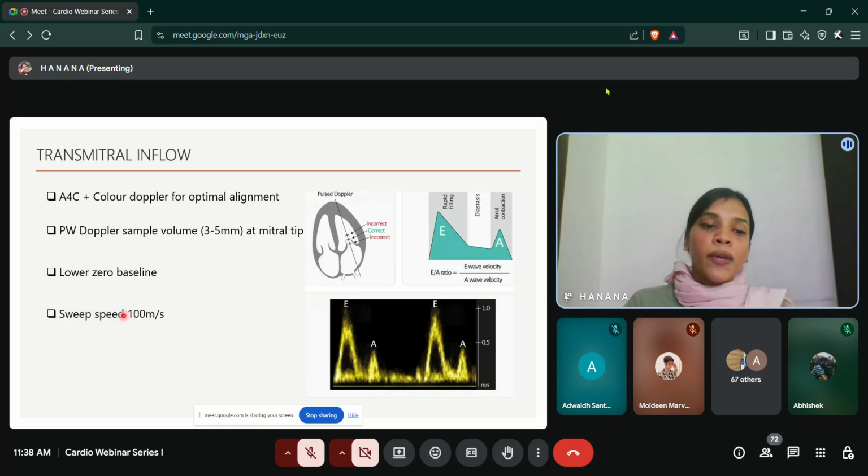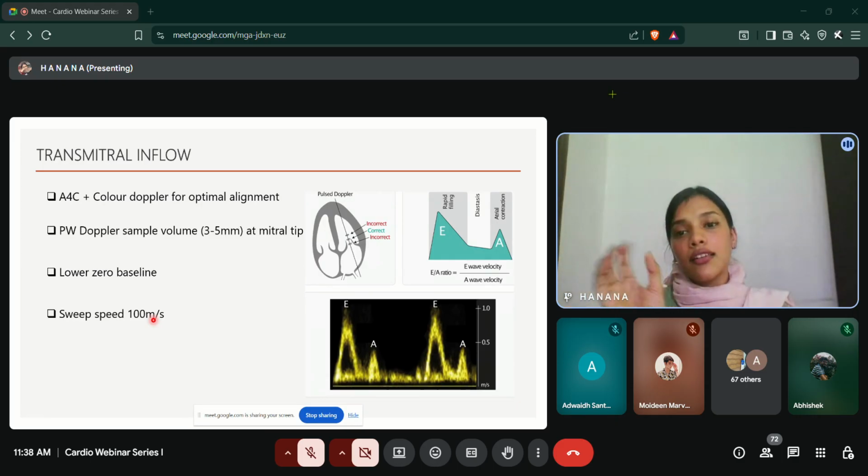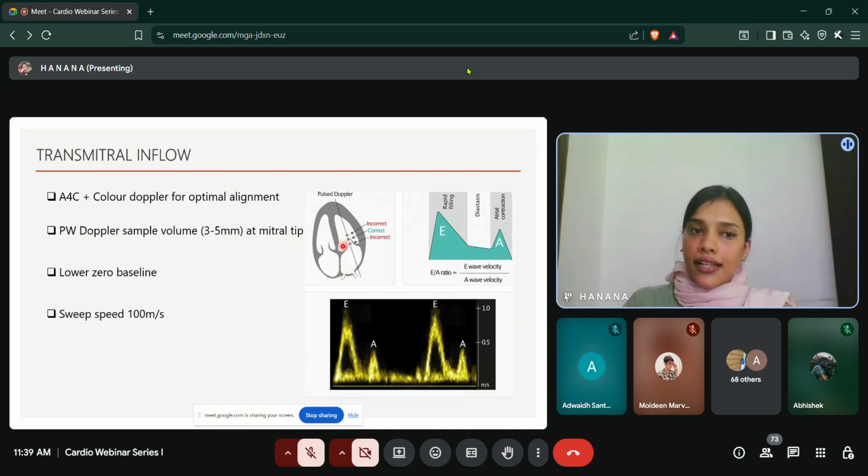So lower the baseline, and the sweep speed is set at 100 mm per second. We use a sweep speed of 100 to measure very accurately. The higher the sweep speed, the higher the accuracy, like the display will be shorter, and we will be seeing very accurately. So that's how we do it, and we will get a spectral Doppler display like this or like this.